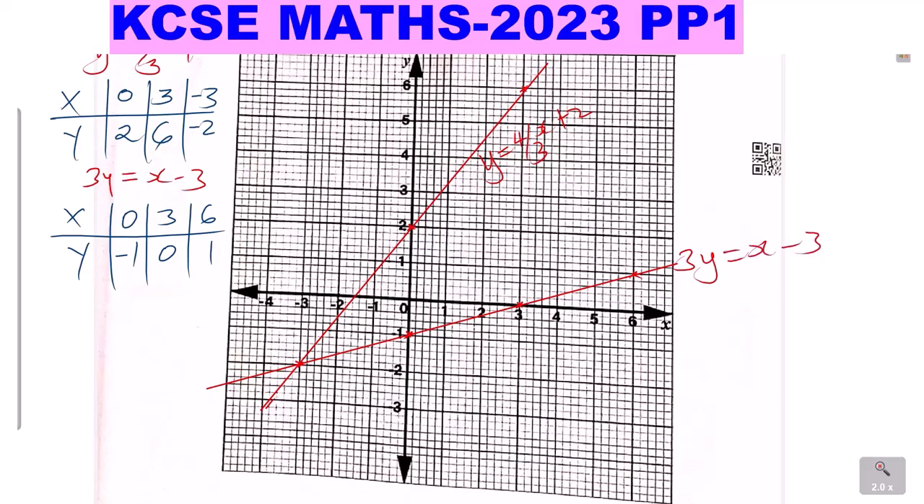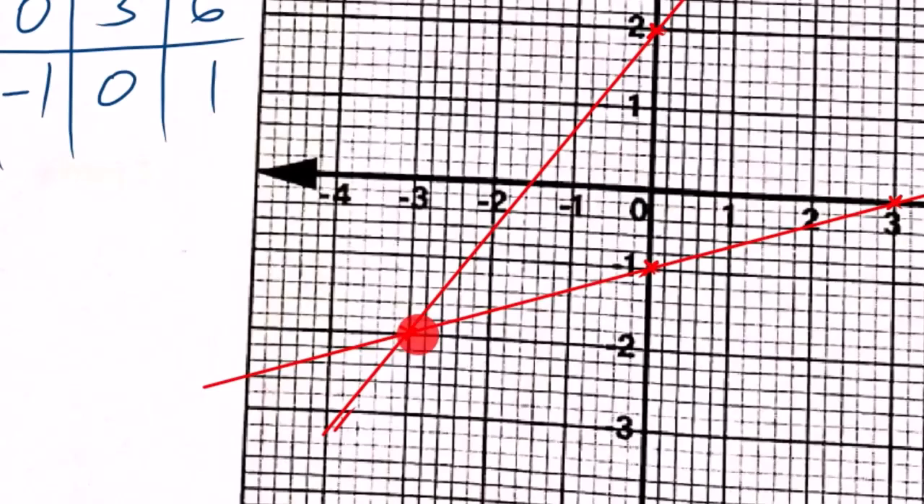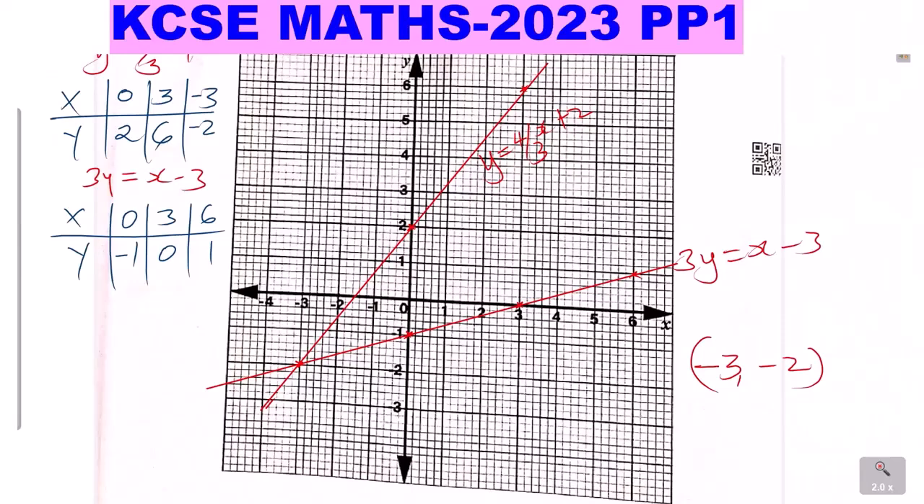Now to solve the simultaneous equations, check the point of intersection of the 2 straight lines. And this is the point. This is the point where the 2 lines are meeting, and this will be the solution. So give the coordinates of this point, and these are -3, -2.